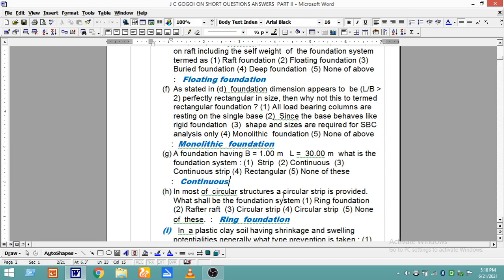In most circular structures, a circular strip is provided. What shall be this foundation system? Given answer is ring foundation, ring raft. Some say it is ring raft, circular strip.